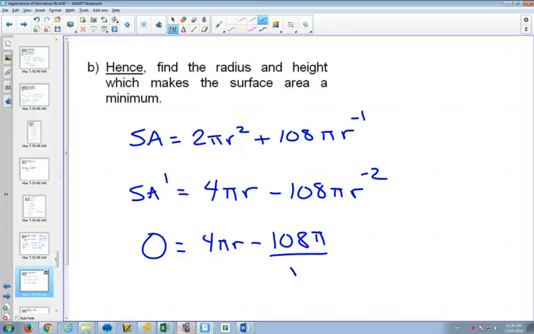I'm going to move that r squared to a positive exponent so you have it on the bottom. How do you go about solving this for r if it was a non-calculator question? What do you do when you have an r squared on the bottom of a fraction? What could you do?